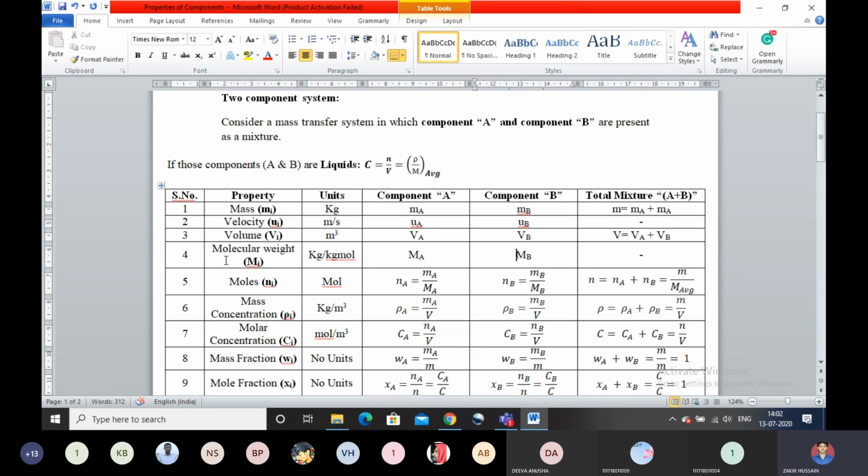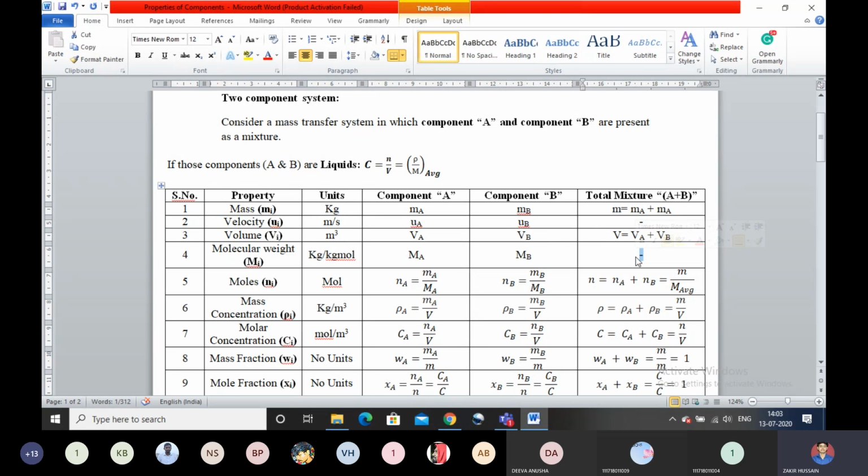Then molecular weight. We denote it with MW, or sometimes capital M subscript i for the ith species. Its units are kg per kg mole. For component A, we denote it as M subscript A, and for component B, M subscript B. It is not an additive property. It needs to be associated with a certain composition, and only then can we calculate the average molecular weight.